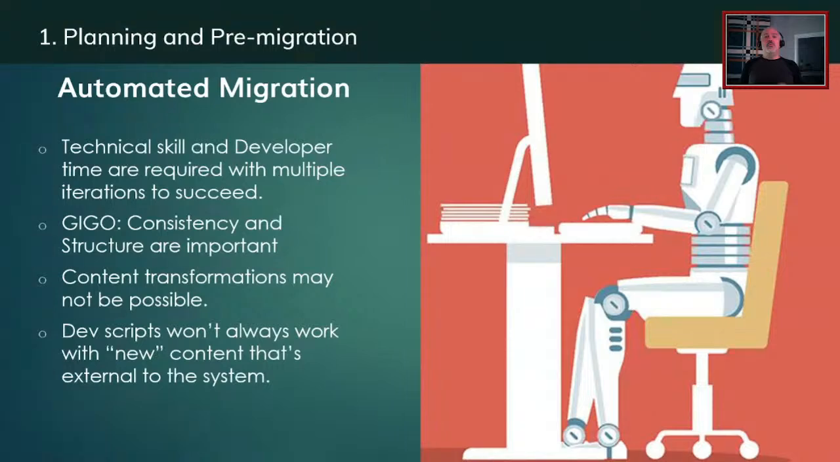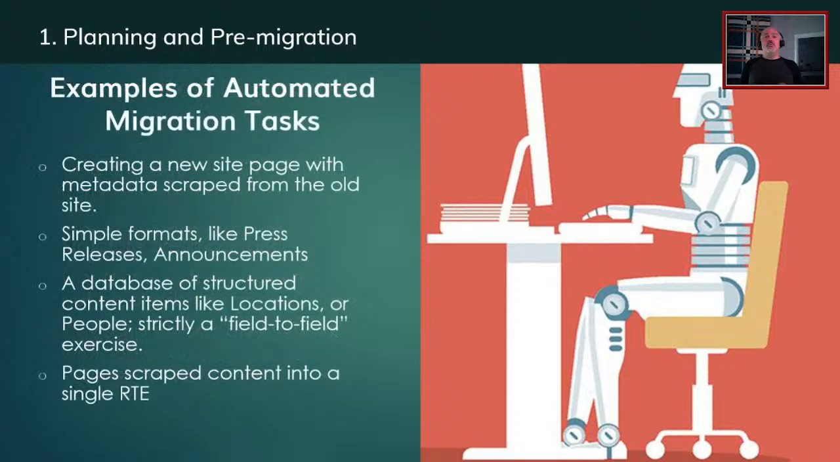With automation, content transformations like converting links to point to new items might not be possible, and so that's going to be left up to your authors to fix. And any new content being developed outside of your CMS and not in the range of the scripts that you're using is going to need to be moved manually.